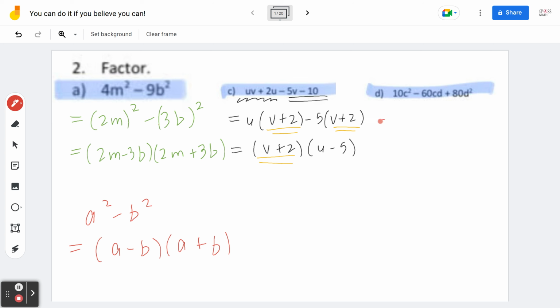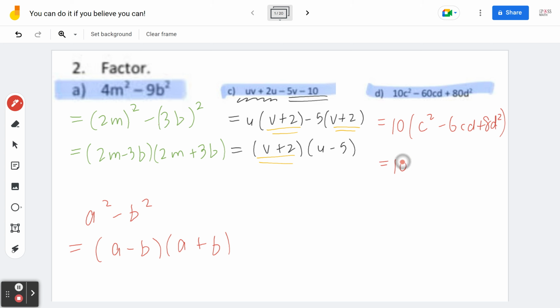Part D: 10c squared minus 60cd plus 80d squared. Step one, common factor of 10, bring that to the front. In the brackets, it's going to be c squared minus 6cd plus 8d squared.